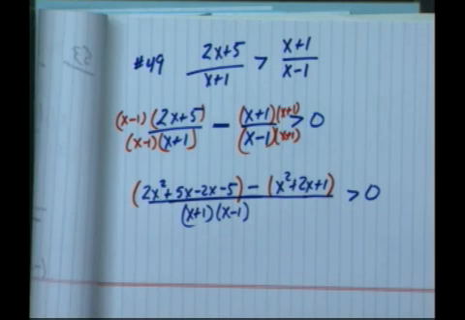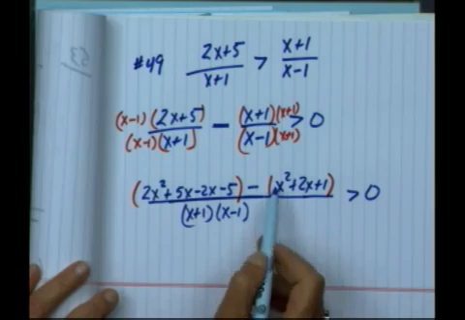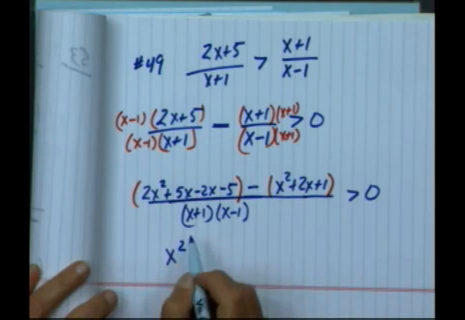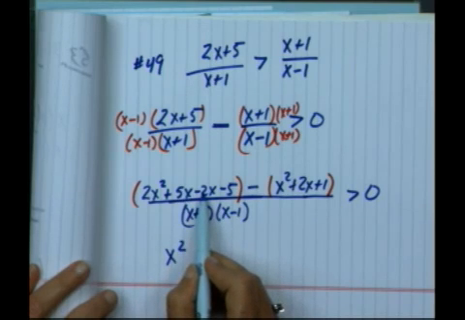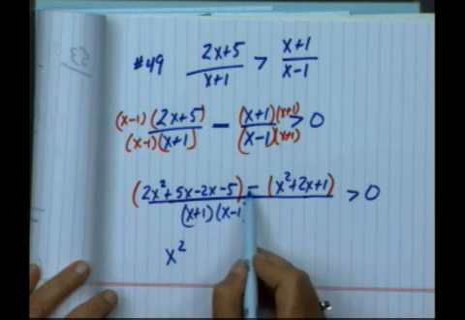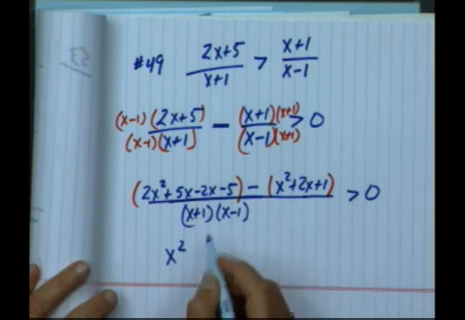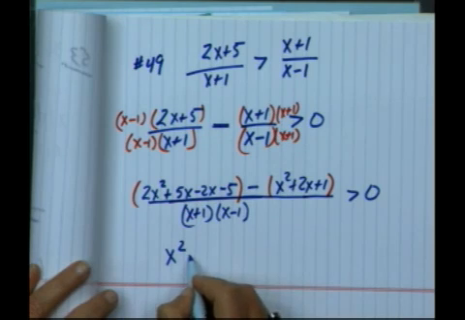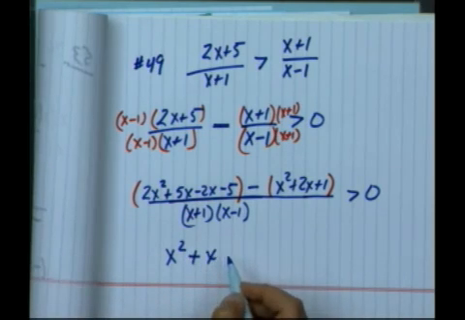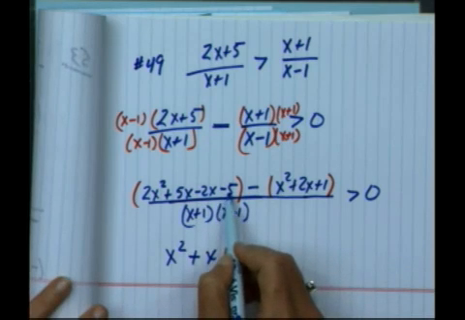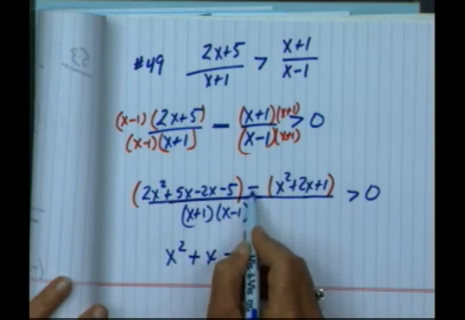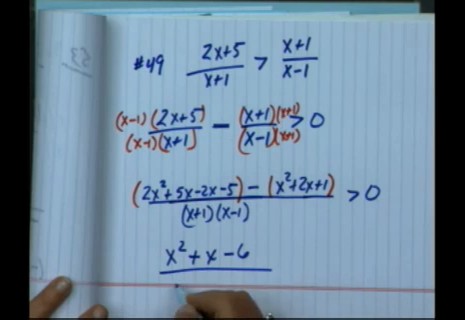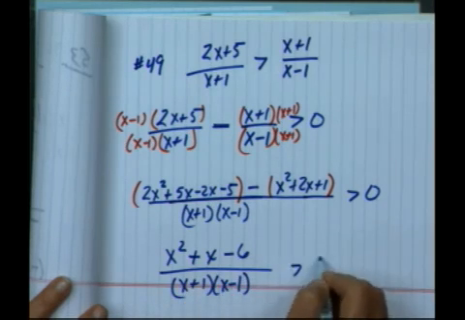Right now, let's clean it up. 2x squared minus x squared is 1x squared. 5x minus 2x is 3x. 3x minus 2x sounds like plus x. Is that right? Yep. Thank you. Negative 5 minus 1 is negative 6 over x plus 1, x minus 1.